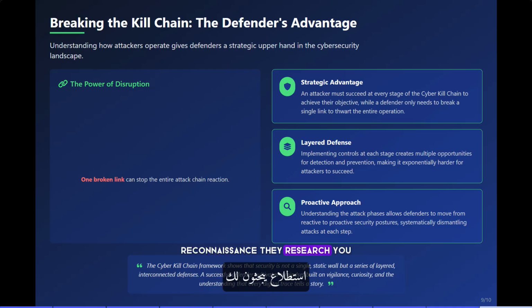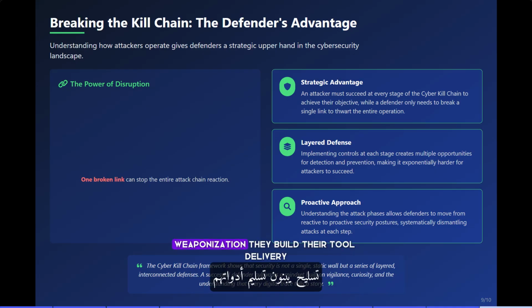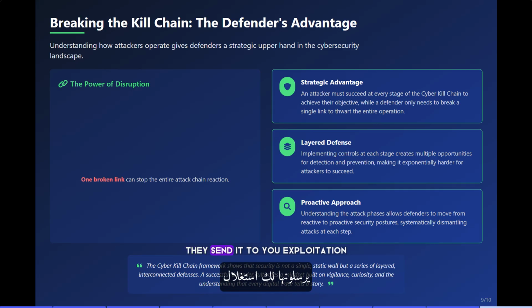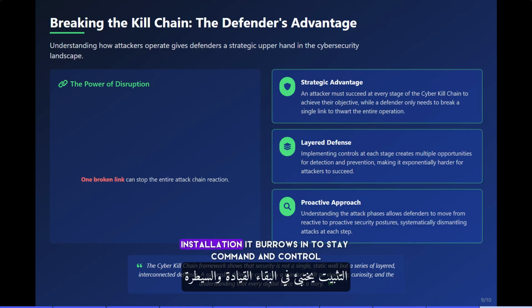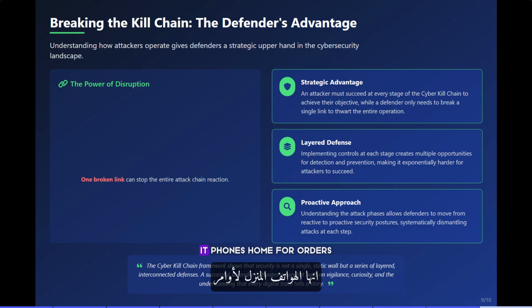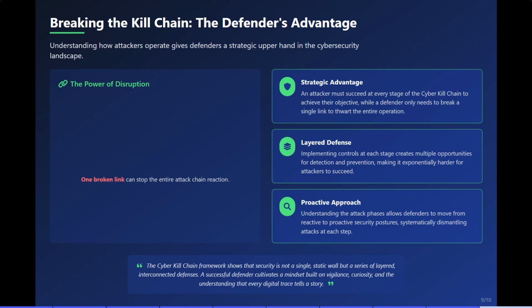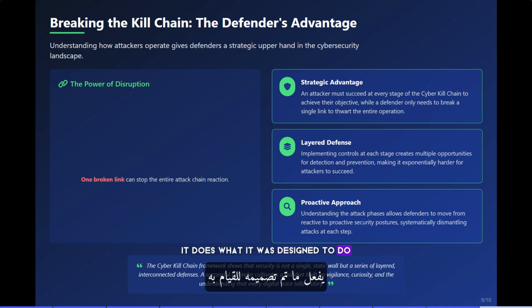Reconnaissance, they research you. Weaponization, they build their tool. Delivery, they send it to you. Exploitation, you click it and it runs. Installation, it burrows in to stay. Command and control, it phones home for orders. Actions on objectives, it does what it was designed to do.